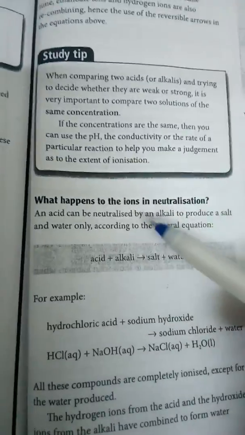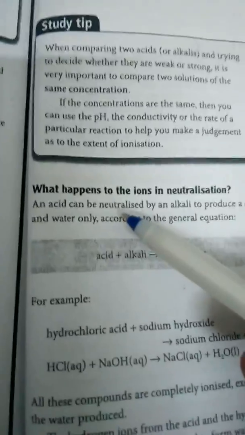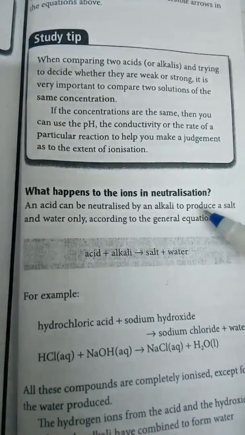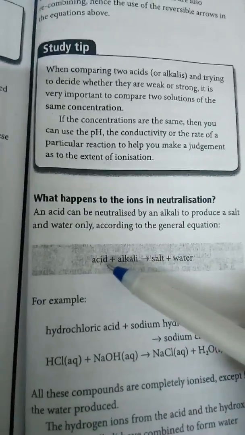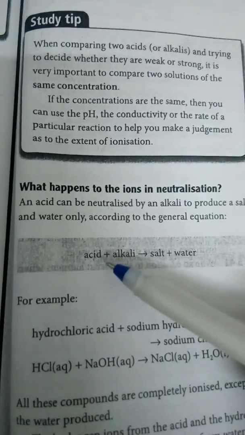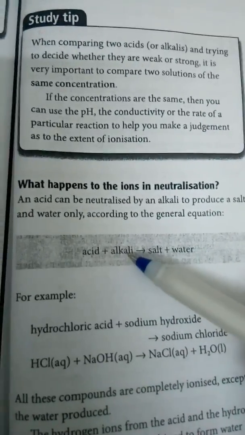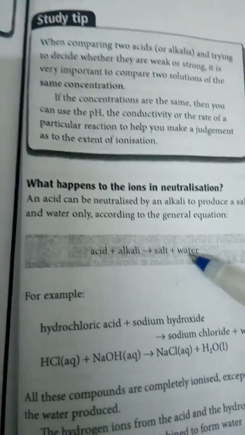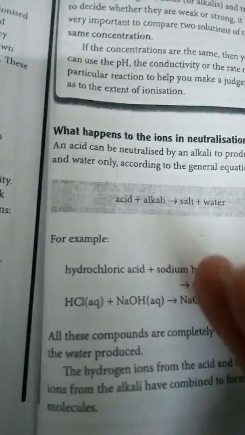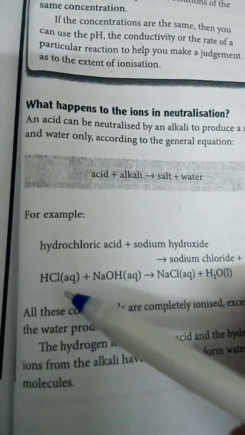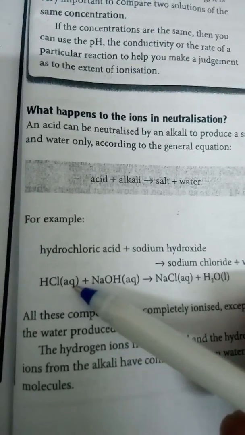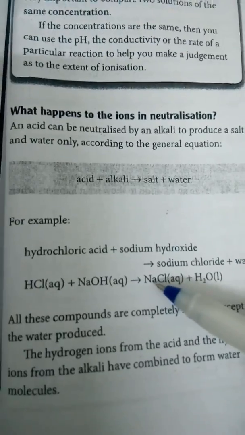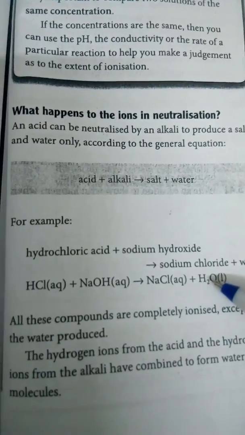An acid can be neutralized, that is, its acidity can be declined by an alkali to produce a salt and water. This is the general formula for neutralization. An acid mixes itself with an alkali and it's going to give you what? Salt and water. The most common and famous example is hydrochloric acid in an aqueous form. It mixes itself with sodium hydroxide to give what? Sodium chloride and the water.